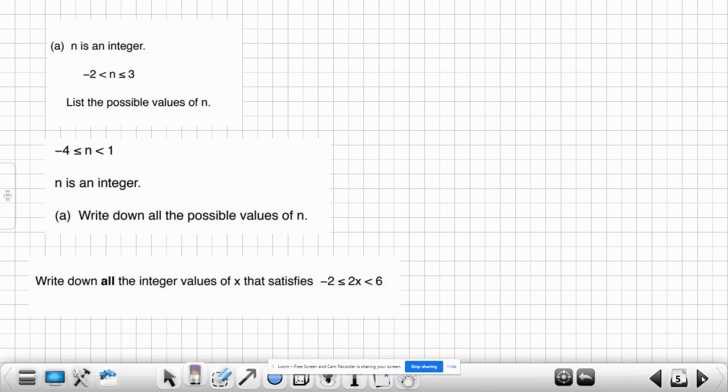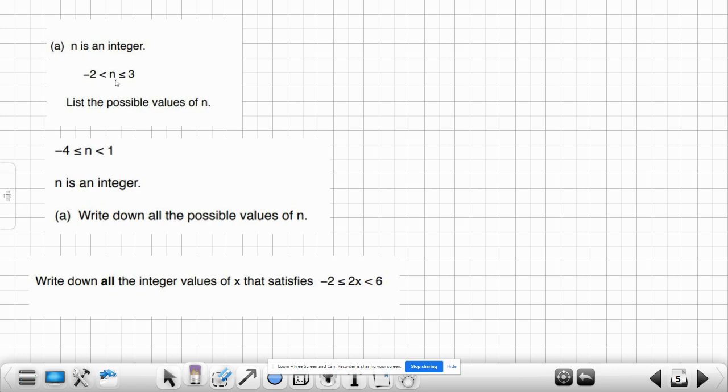Okay, so we're just going to look at some other problems involving inequalities. This is another typical question that you might get asked. It tells us n is an integer, so we know that n is a whole number. Then we're given this inequality, so let's make sure we understand what it's telling us. It's telling us that n is greater than minus 2. You could look at it as minus 2 is less than n, but it's absolutely the same to say n is greater than minus 2.